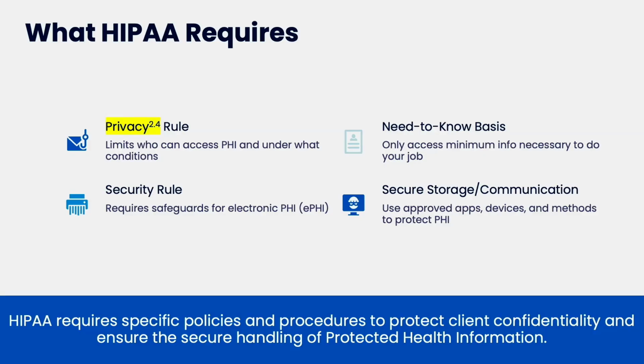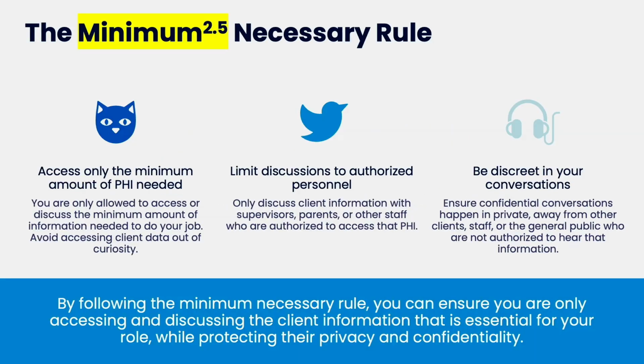And then you also use initials for two levels of protection. The minimum necessary rule: access only the minimum amount of PHI needed. Minimal amount of people should know, but also minimal amount of information. You are only allowed to access or discuss the minimal amount of information needed to do your job. So avoid accessing client data out of curiosity.